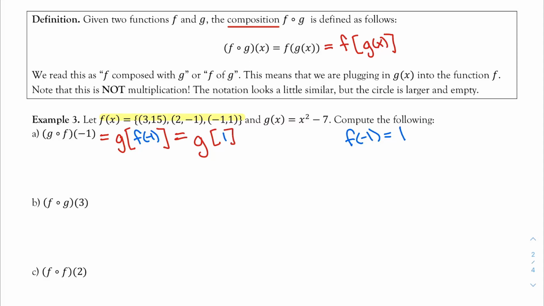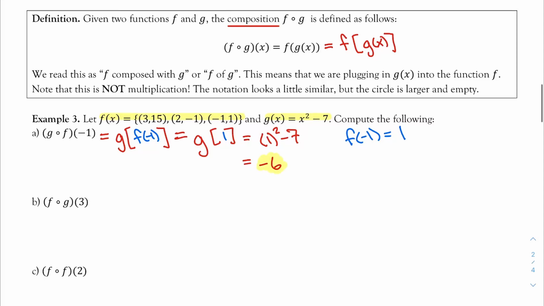So I have g of positive 1. And here I should be using parentheses, but I'm just going to keep with the brackets to indicate that this 1 really came from my f of negative 1. Well, now I have g of 1. G of 1 just means I look at my g of x, and anywhere there's an x, I plug a 1 in, giving me 1 squared minus 7, or just negative 6. So this is how we're going to work our function composition.